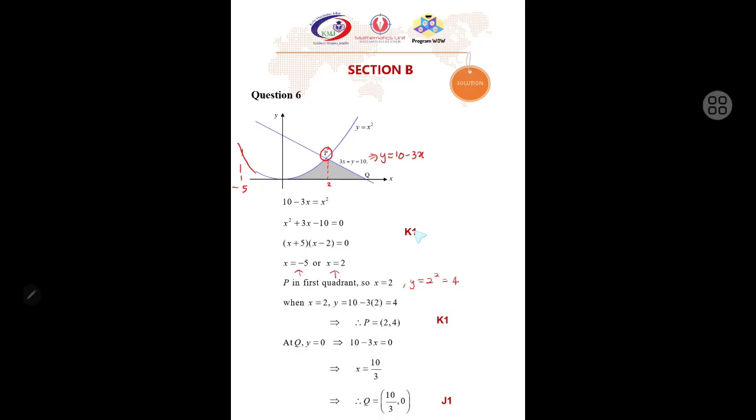So your coordinate is (2, 4). So that is K1, this one is the first K, this is the second K1, and then for coordinate Q, since we know that the straight line y equals 10 minus 3x intercepts at the x axis, your y must be 0 at Q. Okay, so equate 10 minus 3x equals 0, you get x is 10 over 3, so this is your coordinate, so your J1. So this is 10 over 3. This is 4. Okay, this is 0.